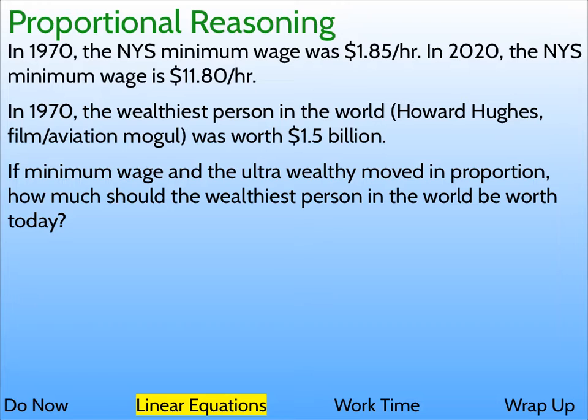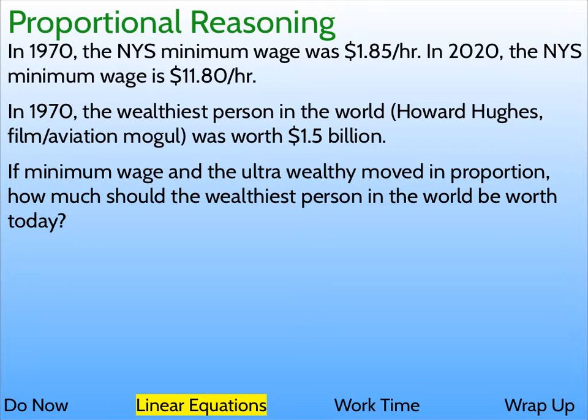Now this question is another example of the same idea. We're going to talk about increases in wages and wealth from 1970 to 2020, so over the last 50 years. In 1970, the New York State minimum wage was $1.85 an hour. First off, let that sink in. That's kind of funny when you think about how much that would be right now. It's not very much. The New York State minimum wage now is $11.80 an hour. Also, if you do some math on that, you'll find out it's still not very much.